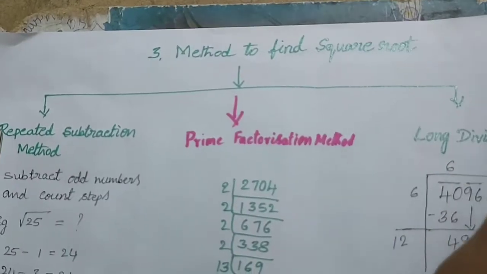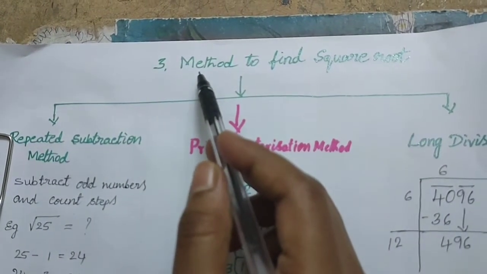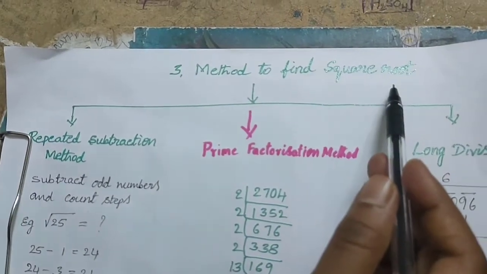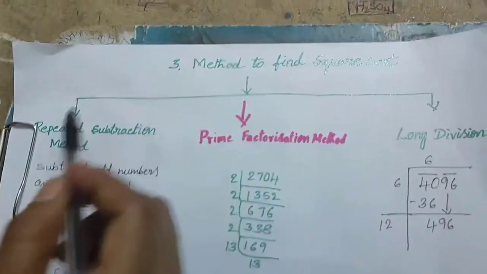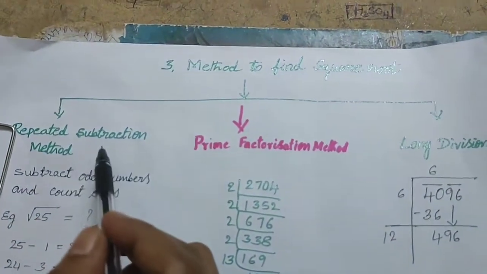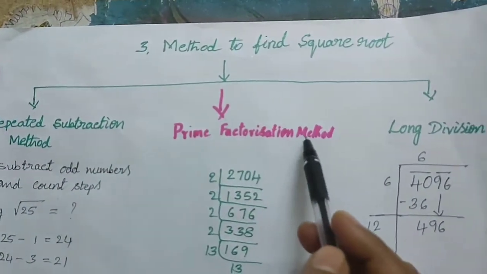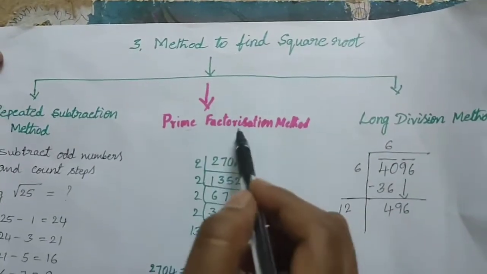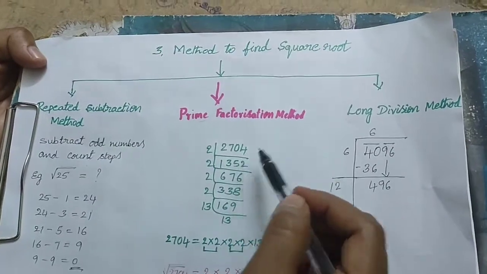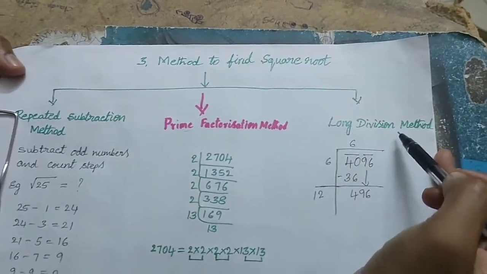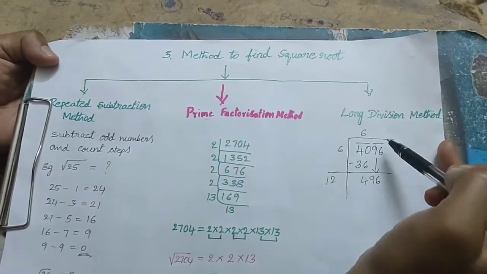But students, now we are going to the third point: the methods to find square root. There are three methods to find the square root. The first method is the repeated subtraction method. The second one is the prime factorization method. It is a very friendly method to find the square root of a square number. And the third one is the long division method. It is the best method to find the square root of any number.